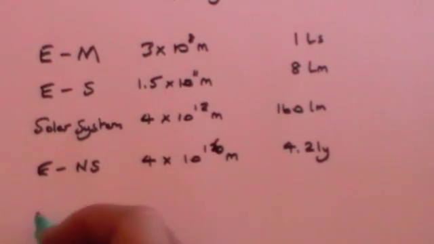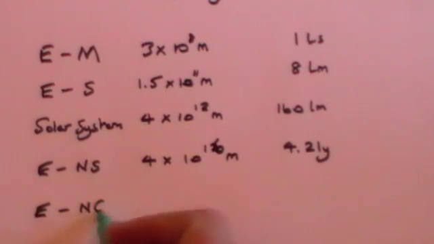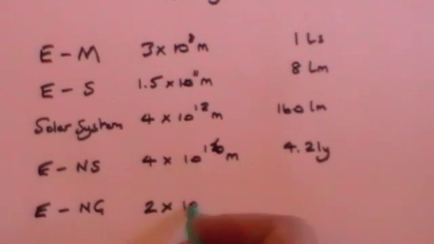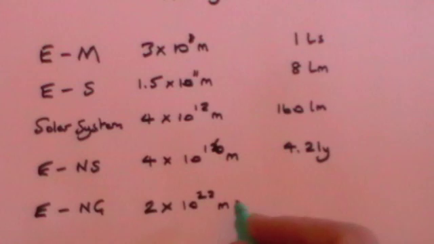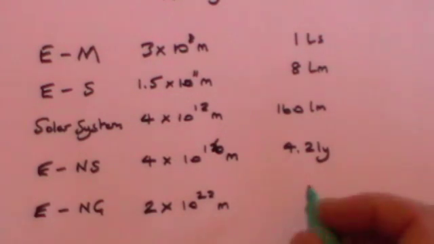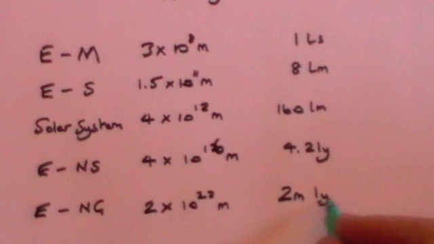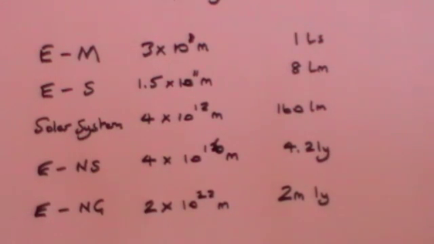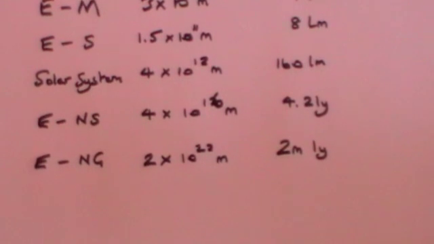So how far is it from us to the nearest galaxy? Well, that is 2 times 10 to the 22 meters. Or, wait for it, 2 million light years. So if you want to travel to the next galaxy, even light would take 2 million years to get there.